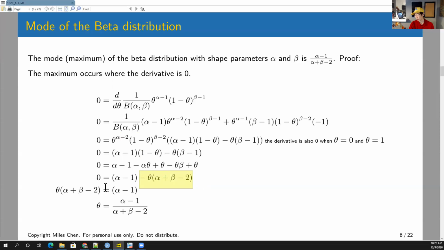So you just bring this to the other side, and then you divide both sides by alpha plus beta minus 2. And you're going to get a maximum, or you're going to have the derivative equal to 0, where theta is equal to alpha minus 1 divided by alpha plus beta minus 2.